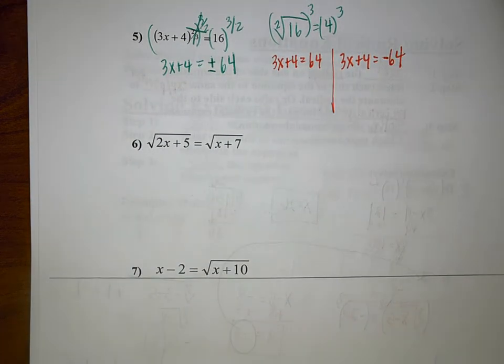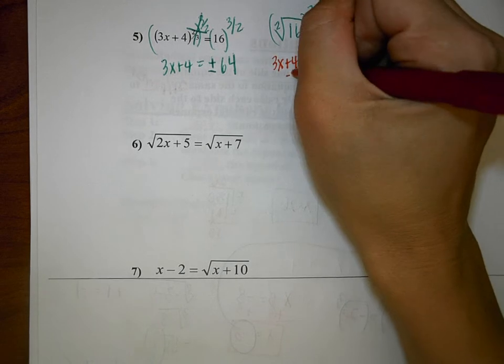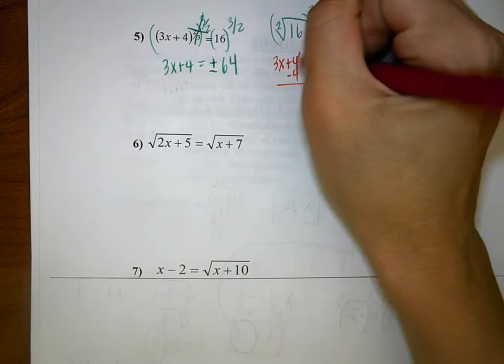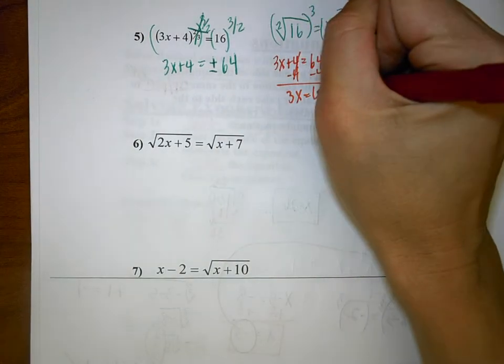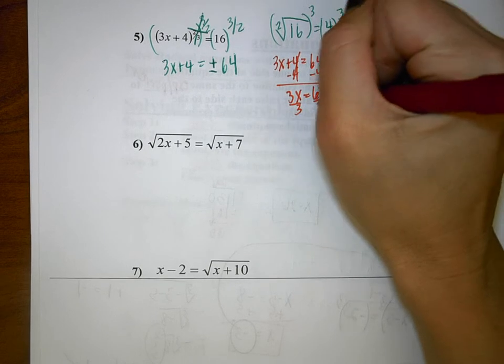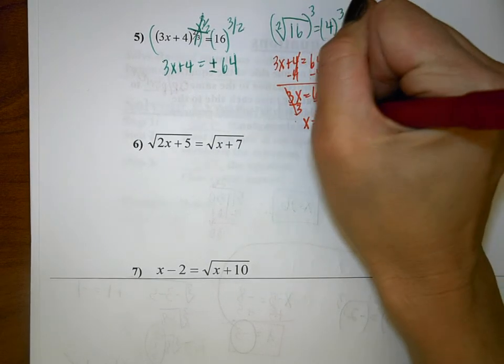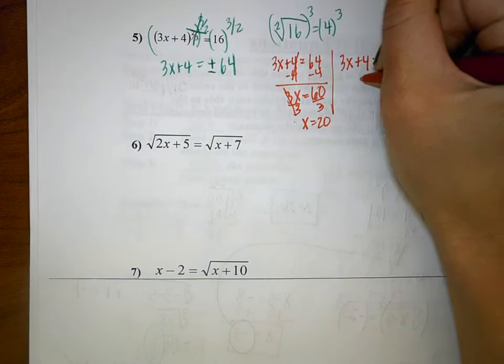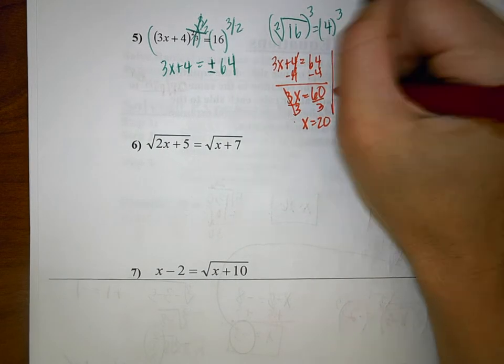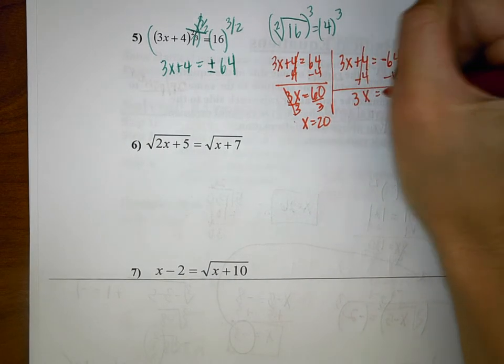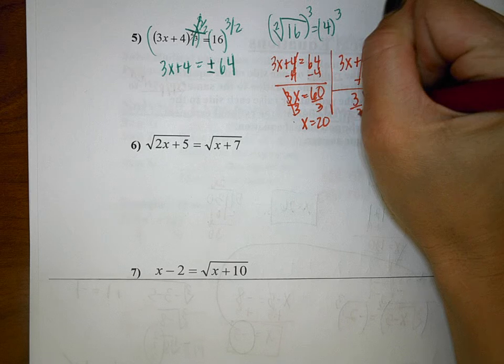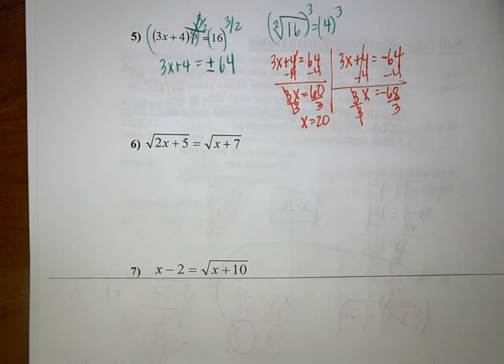And then we would solve. So we'd subtract 4. 3x equals 60. Divide by 3. X equals 20. Subtract 4. 3x equals negative 68. Divide by 3. What was the shortcut?